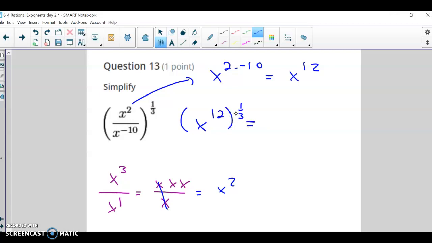Okay, and now power of a power, we just multiply. So I got to do 12 over 1 times 1/3. And when we multiply fractions, just multiply the numerators, multiply the denominators, and then that's going to clean up real pretty to x to the 4th. And that's our most simplified possible answer.